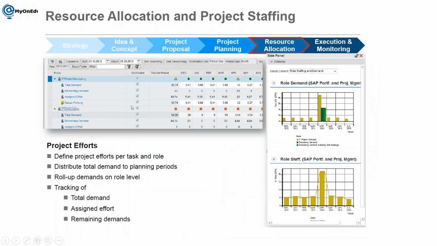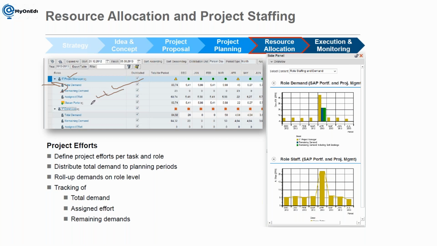Then next, how you can do the resource allocation. When the project planning is completed, you can define your JDs in the system, in the form of qualification, location, and availability, and then it will go to the resource manager. The resource manager will assign a resource to your roles, like how it is assigned to the project manager. This is your total demand, remaining demand, this is assigned effort.